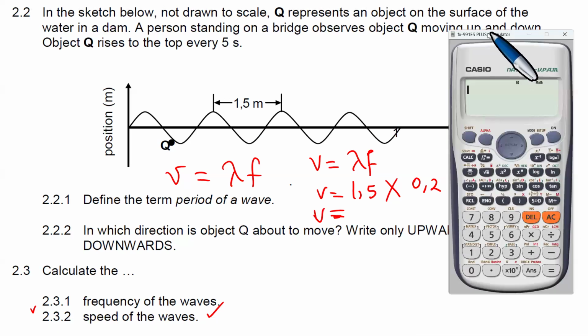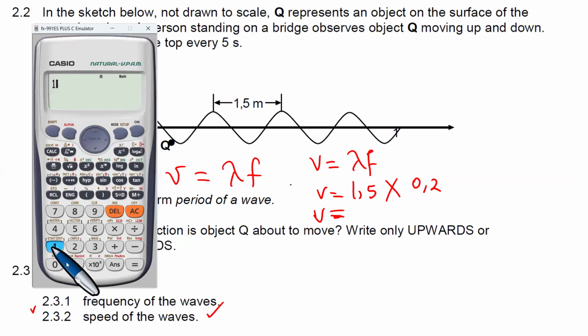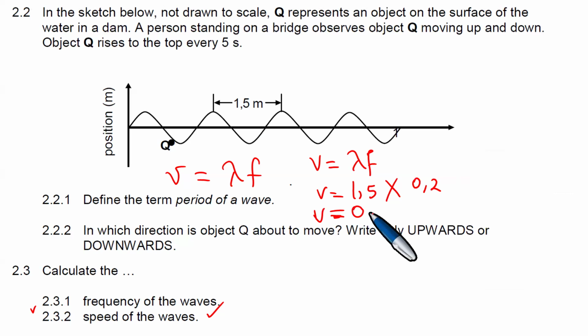So on this calculator, we're going to take 1,5 multiplied by 0,2, and the answer is exactly 0,3. Well done. So we have exactly 0,3 meters per second, and this is the speed of the waves.